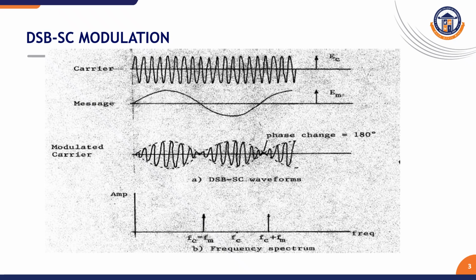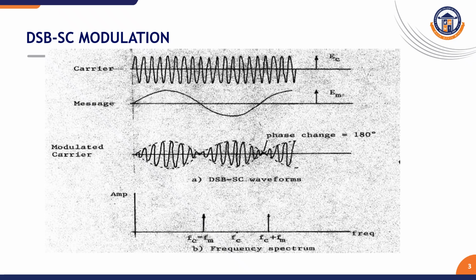Let me show the DSBSC modulation, double sideband suppressed carrier modulation, in a diagrammatic representation. The topmost layer is the carrier wave. Why is it called carrier? Because it carries the information, it carries the message signal. In general, the carrier signal is a high frequency signal. Its amplitude is Ec.